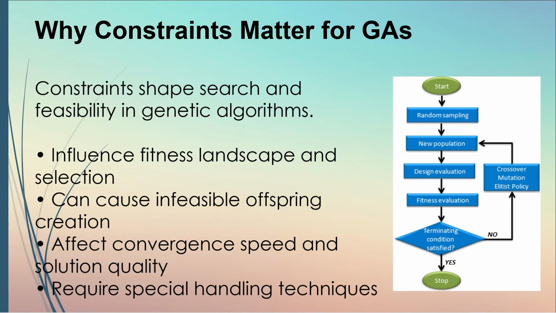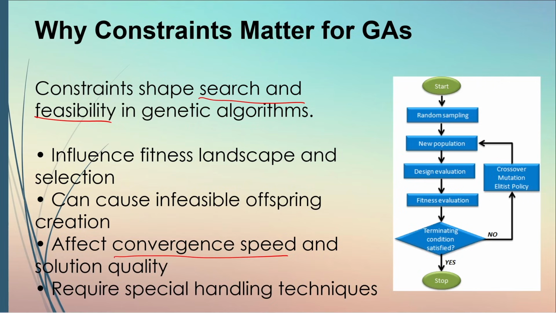So each constraint, whether it is an equality constraint or inequality constraint or hard constraint or soft constraint, needs special attention. Why are these constraints very important for genetic algorithm? Because the constraints shape the search and feasibility. What is my boundary, and whether the solution is a feasible solution or not. My solution may be optimal, but whether it is feasible or not will be checked using the constraint. Otherwise, you may check that this constraint influences the fitness landscape and selection.